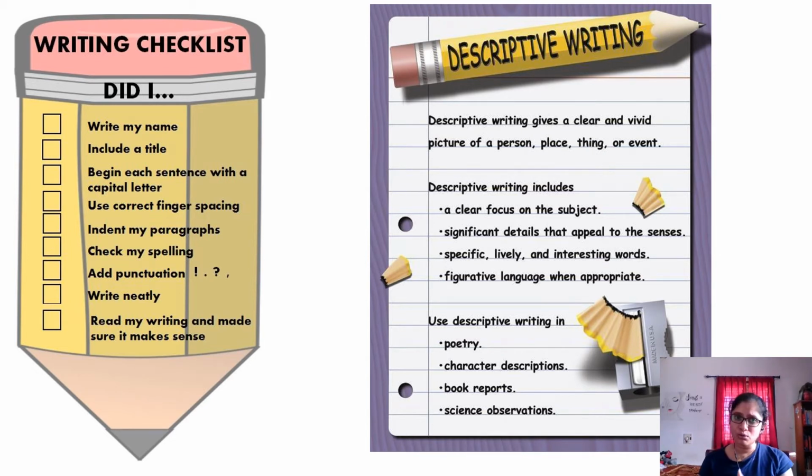So already you know how to describe something using the 5 senses, right? So here it is, they have given what a descriptive writing is. It gives a clear focus on the subject, that is what you are writing about. It gives a clear idea. It gives details that appeal to the senses, that is the 5 senses, right? And it is specific, lively, and interesting, because we use interesting vocabulary. We add a lot of adjectives to describe. It becomes very beautiful, right? Even to listen to, it's like a poem to us. And figurative language when appropriate.